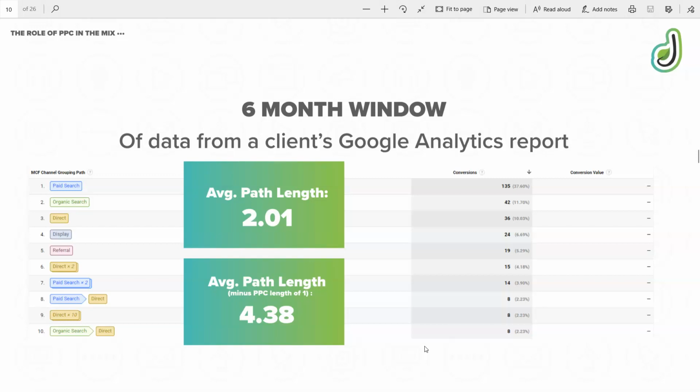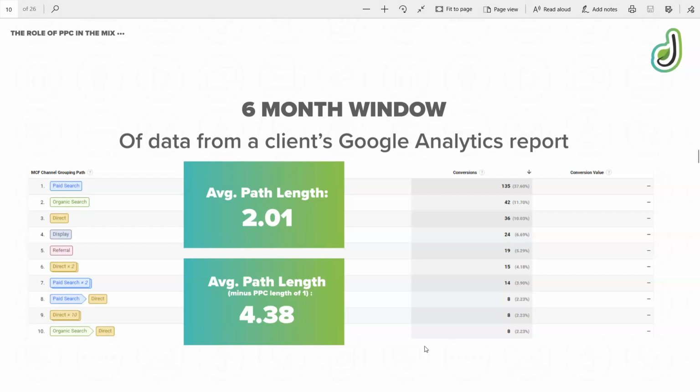So I pulled 2 quick stats here, and I just want to point out that on average for this particular client in this window, it took an average of 2 interactions for the user to convert. Now, if you notice, paid search accounted for a good portion of these, and it's kind of skewing those results. So if you just take out the first line, paid search, single interaction conversions, then that changes the average path length quite a bit and gives us a little bit more accurate picture. On average, users interacting through about 4 different channels, whether that's paid search or direct or organic traffic or referral.